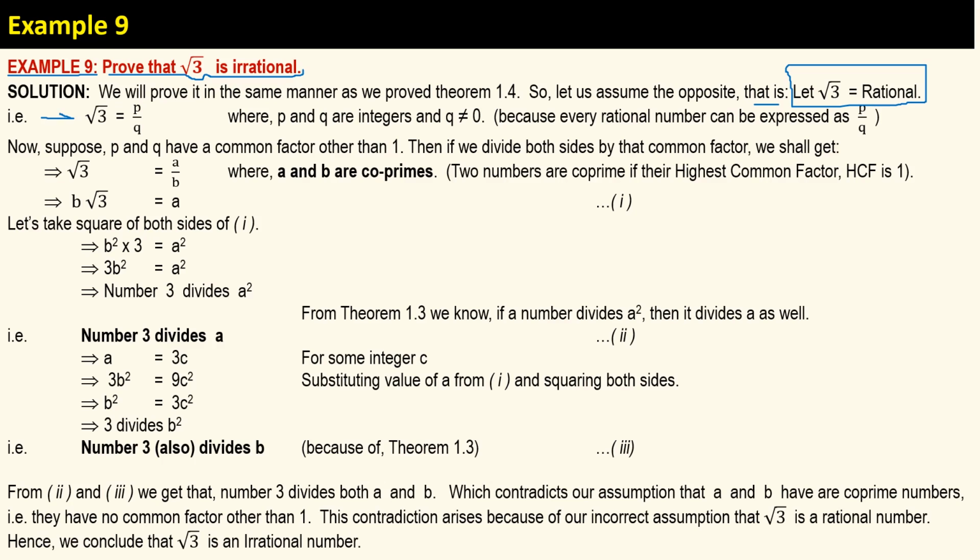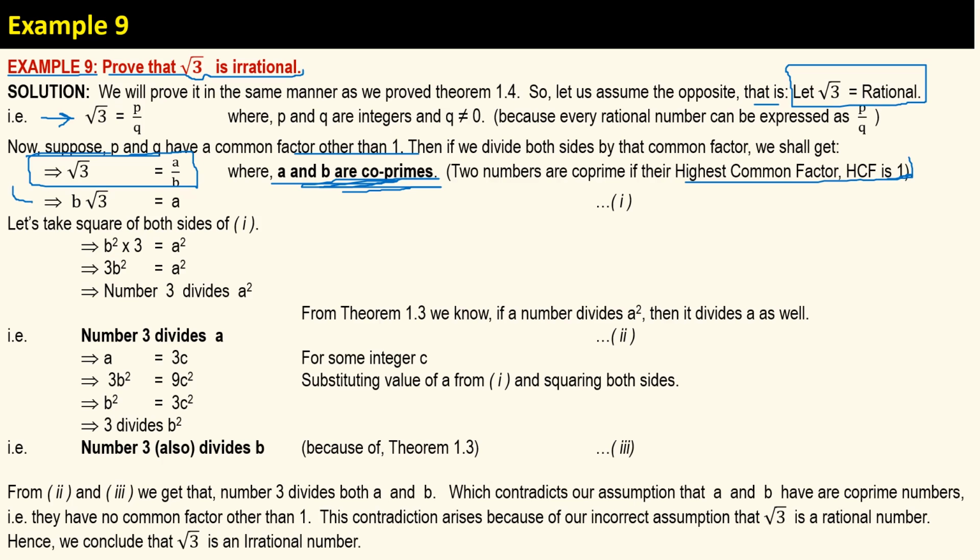That is, the square root of 3 is equal to p by q, because every rational number can be put in the form of p divided by q. And now let's say p and q have a common factor other than 1, because p and q are just integers, not prime numbers, so we can find a common factor among them. Then we can write the square root of 3 is equal to a divided by b, such that a and b are co-primes. That is, there cannot be any other factor common between a and b other than 1, or their highest common factor is 1.